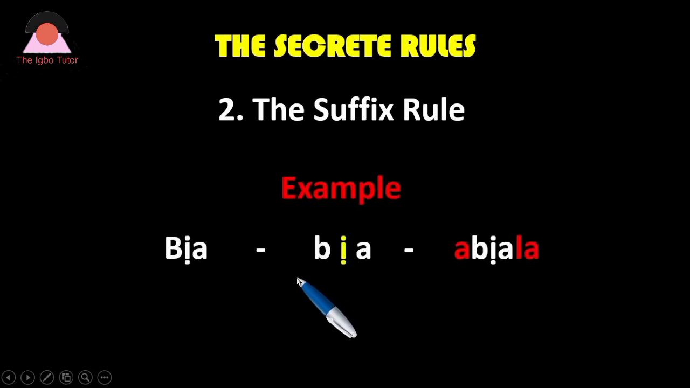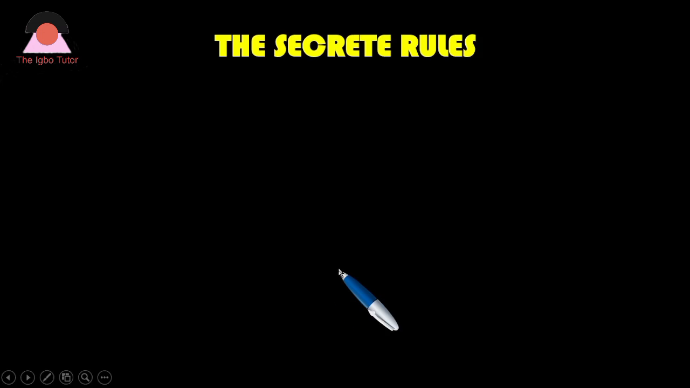Let's look at the example here. Bia, the same example we used earlier, made up of B-I-A. We've added the prefix already, which is A. Then it must come with La at the end. So we have bia, come. And then the negative instruction, a bia la, don't come. I hope that is simple enough. Okay? So let's go to rule 3.